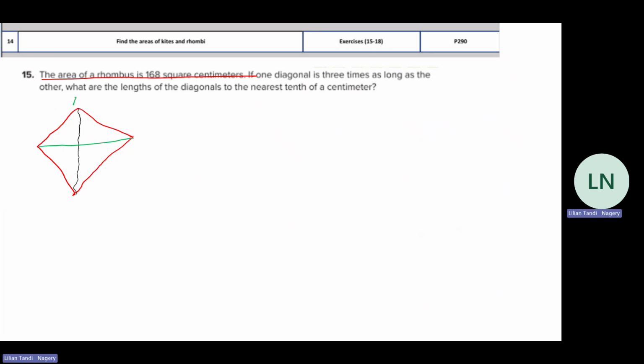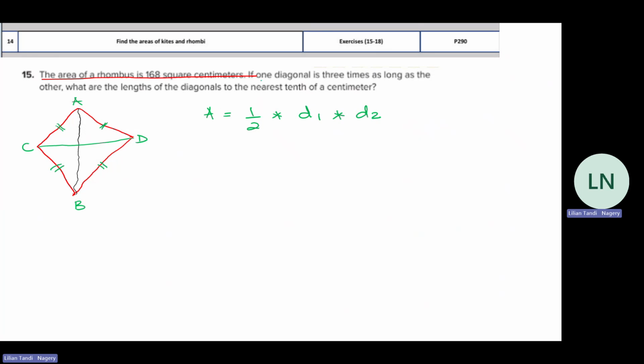So I'm going to label them A, B, C, D. This side should be equal to this side, which should be equal to this side, which should be equal to this side. So this is my rhombus, okay? So the area of a rhombus, I need to know how to use the diagonals to find the area, okay? So area equals half times diagonal 1 multiply diagonal 2.